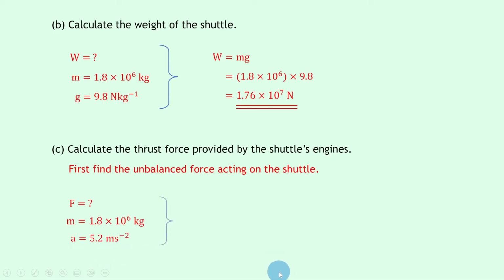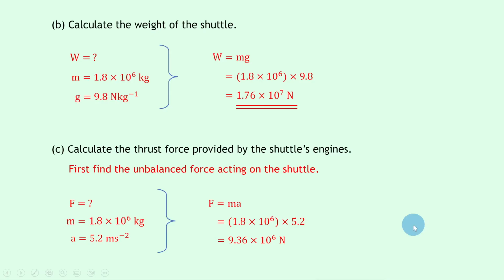So writing down our equation for Newton's second law, we have F equals ma. Substituting in the numbers gives 1.8 times 10 to the 6 times 5.2, and if you put that into your calculator, you should get an answer of 9.36 times 10 to the 6 newtons. And remember, this unbalanced force tells us the difference between the upwards force and the downwards force acting on the rocket. So this is the leftover force that is causing the rocket to move upwards. It's the difference between the 2 vertical forces, also known as the resultant force.